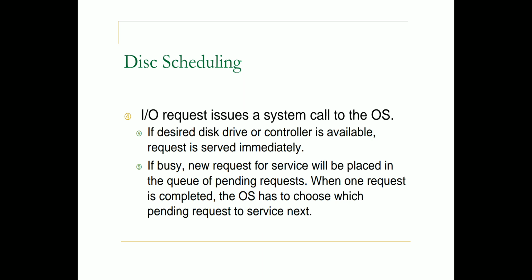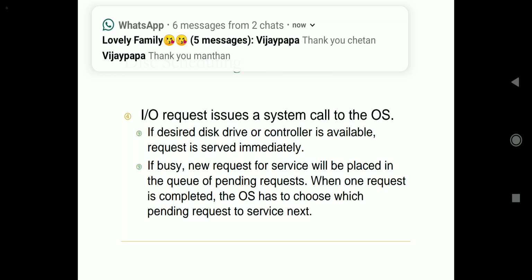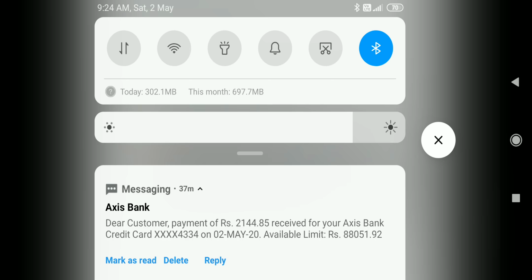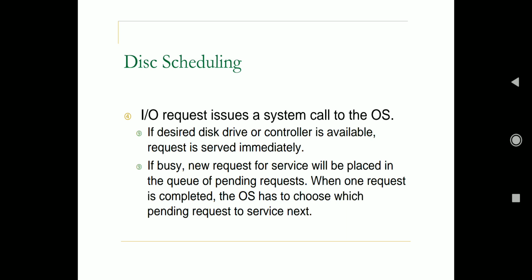So how are we going to define disk scheduling? An input output request issues a system call to the OS. If the desired disk drive or controller is available, the request is served immediately.